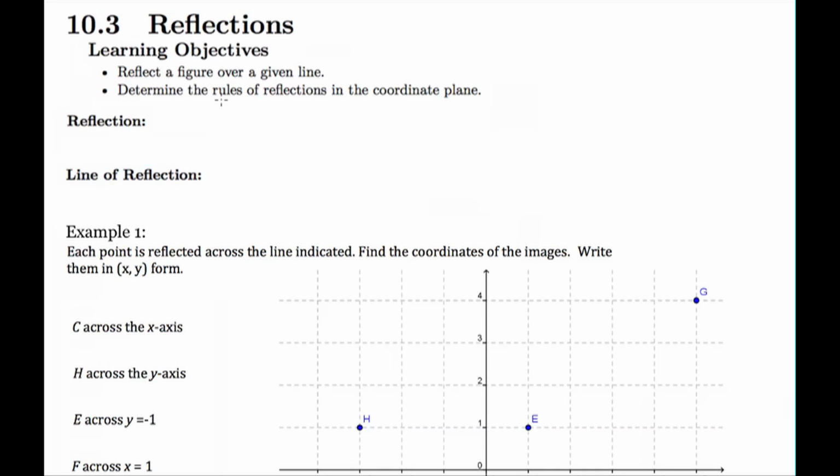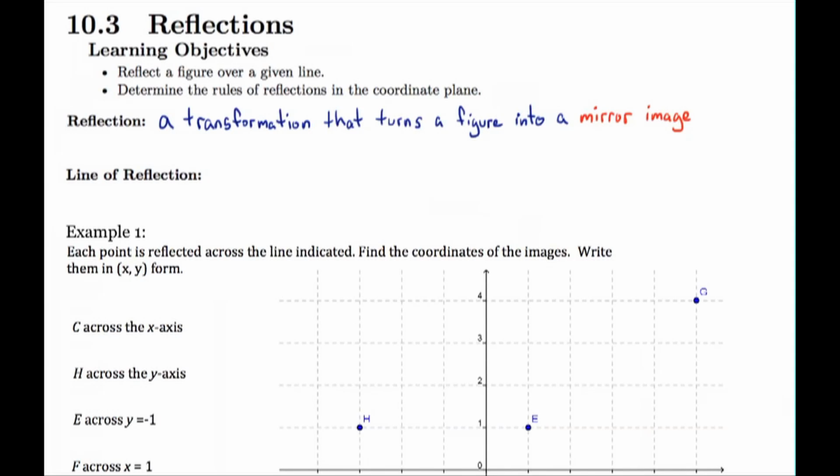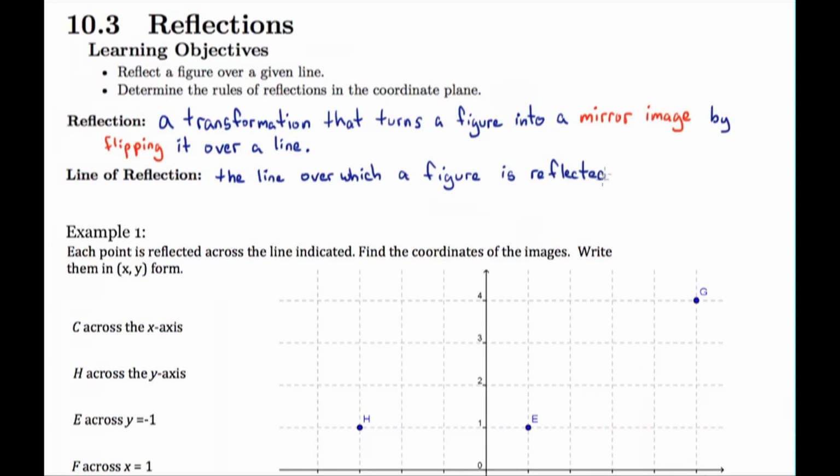Okay, in this video we're looking at reflections. A reflection is a transformation that turns a figure into a mirror image by flipping it over a line. So a line of reflection is the line over which a figure is reflected.